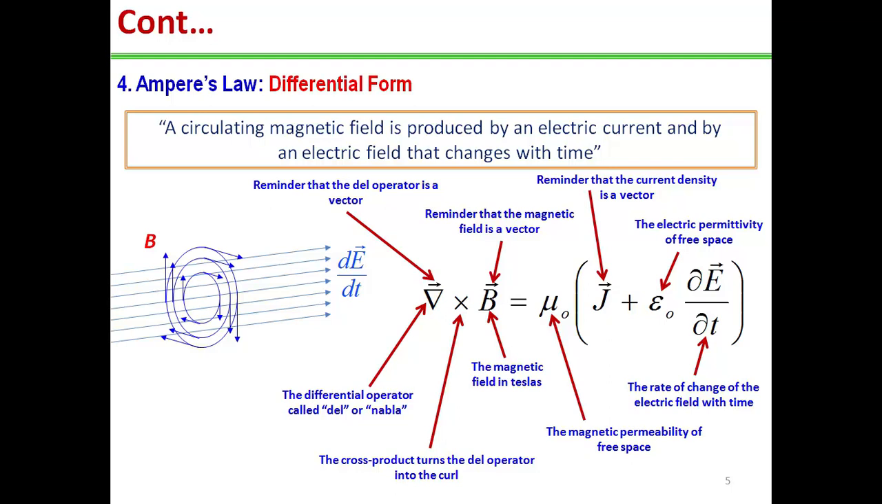So far we have discussed all four Maxwell equations for the time varying condition, and in the upcoming videos we will discuss all four Maxwell equations for various conditions such as free space, static field condition, time varying condition and time harmonic condition.